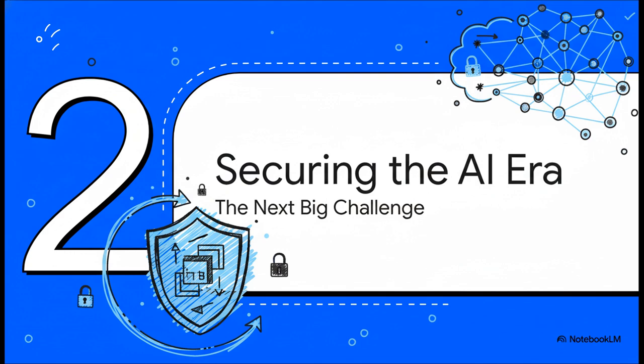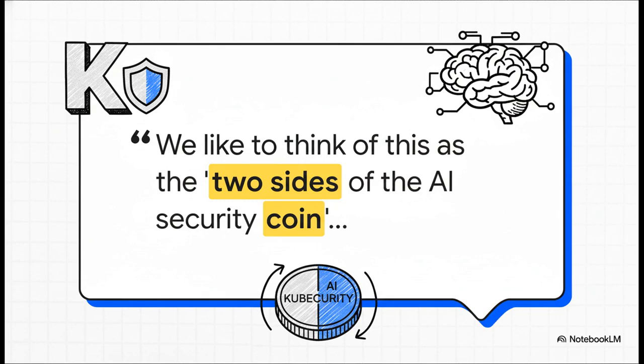Okay, so with that rock-solid foundation firmly in place, Kubescape is now ready to tackle the next big frontier, securing the AI era. And I love the way the maintainers talk about this. They use this perfect metaphor of a coin with two sides, which just brilliantly captures the dual nature of the AI security challenge we're all facing.